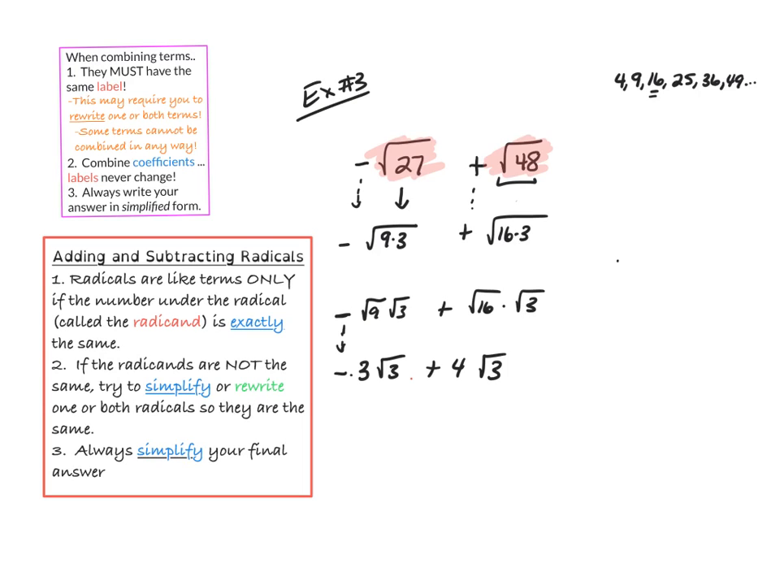So now when we compare their labels, the square root of 3 and the square root of 3 are the same. So if I had negative 3 of those things and I added 4 of those things, in the end, I would have 1 of those square roots of 3, which of course you could just rewrite without the 1 as the square root of 3.